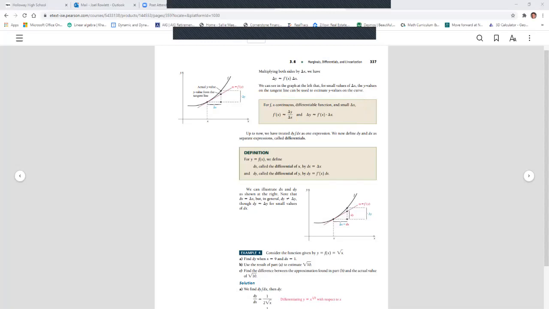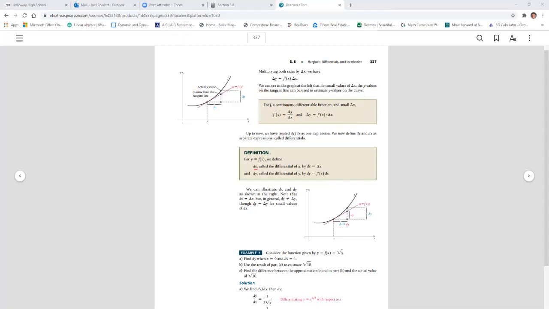And finally, if y is equal to f of x, we define d of x, or dx, called the differential of x, by dx is approximately delta x, and dy, called the differential of y, is approximately equal to the derivative f prime of x.